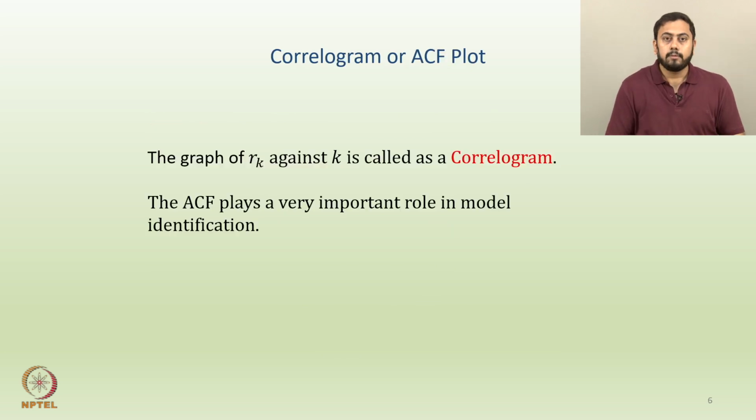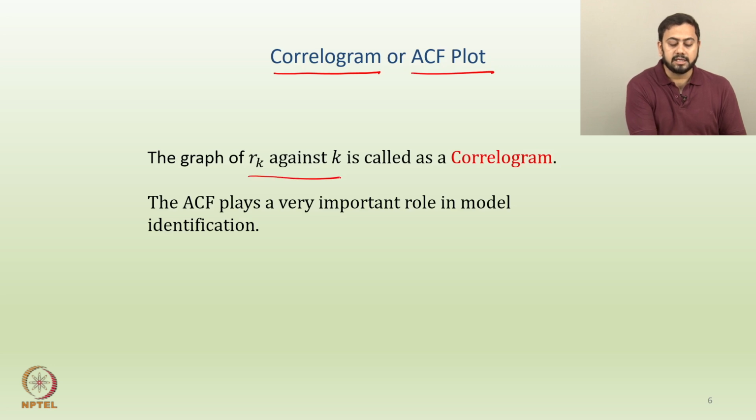Alright, so now we will pay attention to a very important plot in time series literature, which is called the correlogram or the ACF plot. So, what exactly do you mean by a correlogram or ACF plot? The idea is very simple. If you graph Rk against k, remember what is Rk? Rk is nothing but the ACF, or the autocorrelation function, at lag k. If you plot Rk against k, such a graph is called either a correlogram or the autocorrelation function plot. And why exactly is it important? Because any ACF plot plays a very important role in model identification.